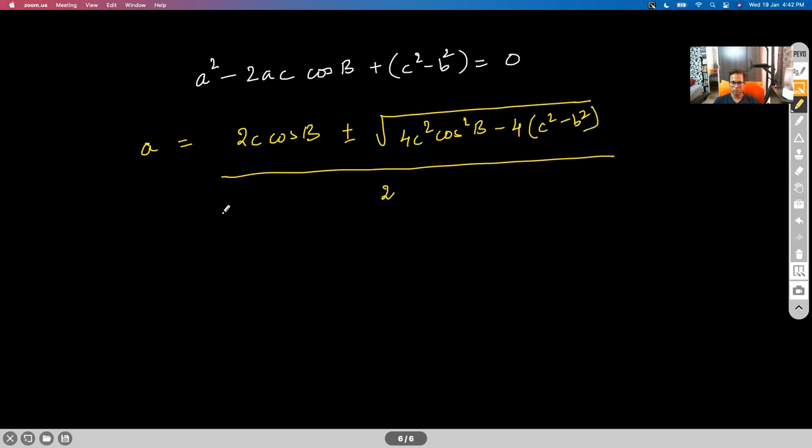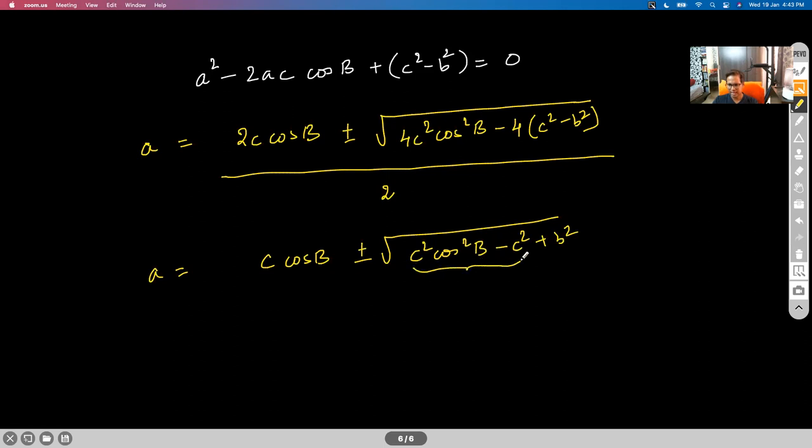Okay. So let's do one thing. Let's simplify this. I think two factors can go off from everywhere, because I can see a 4 right over here and there is a 2 also sitting over here. So if I get rid of that extra 2, I'll end up getting something like this. Okay, minus c square plus b square. By the way, this can be clubbed as c square times cos square b minus 1, which is minus sine square. So I can write it like this. Okay, any doubt, any concerns so far related to this?